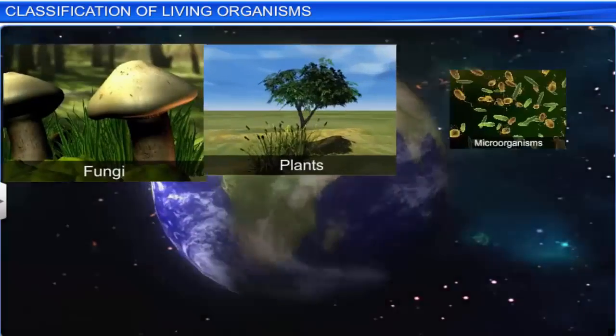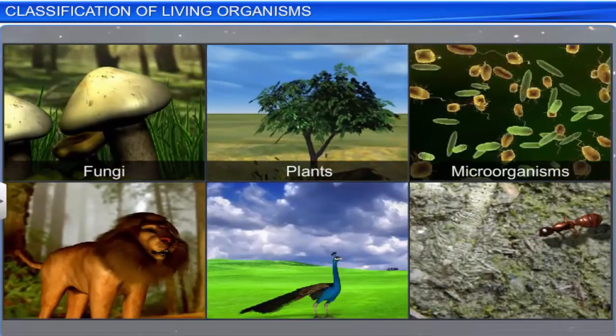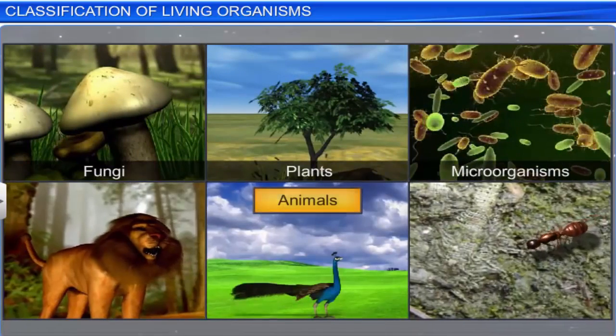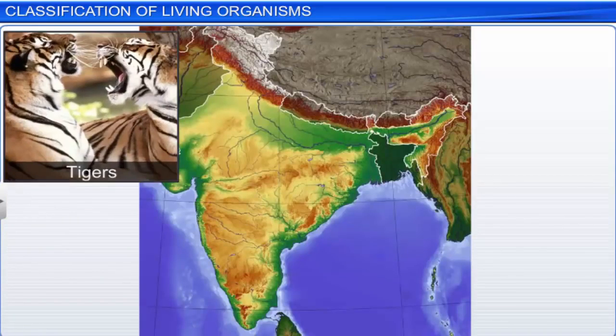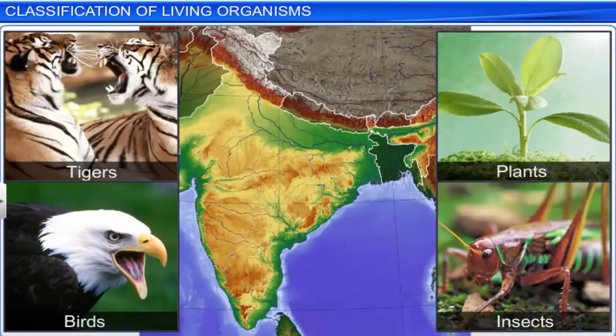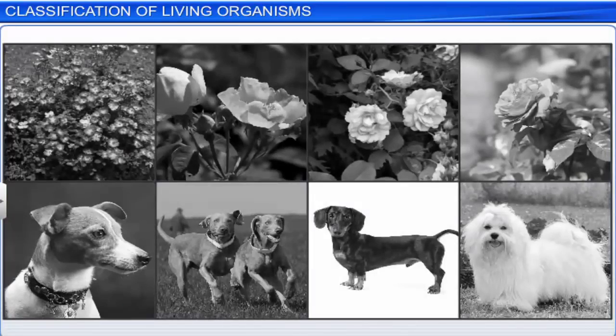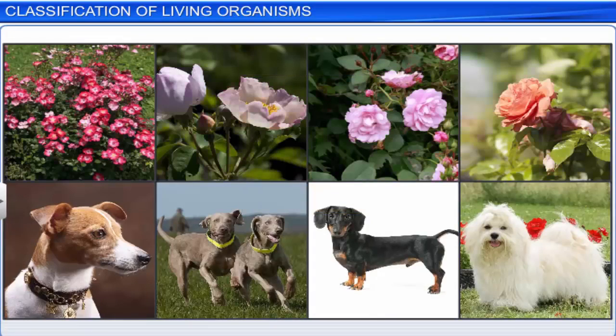Earth is a diverse planet with millions of different types of fungi, plants, microorganisms, and animals. The range and diversity of living organisms increases as we increase the area of our observation. Each different kind of plant, animal, or organism represents a species. In other words, species is a group of similar individuals sharing a common gene pool and interbreeding freely, producing fertile progeny.